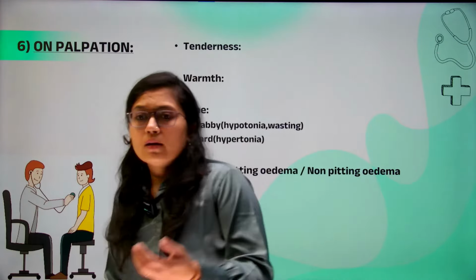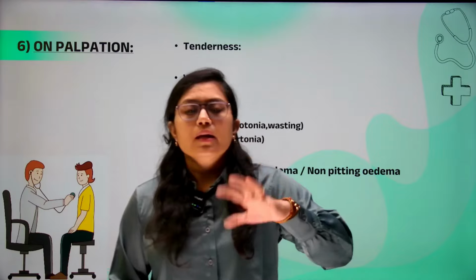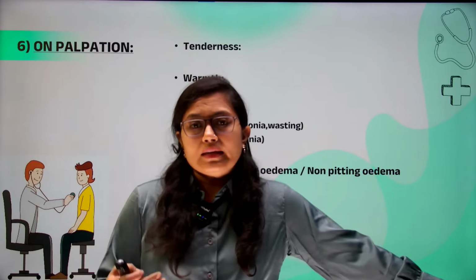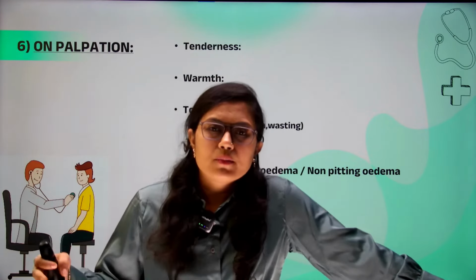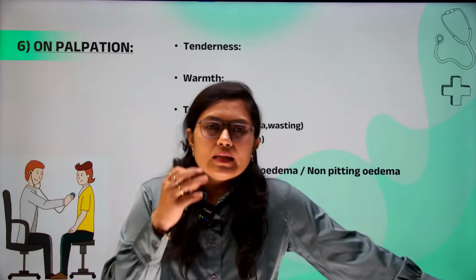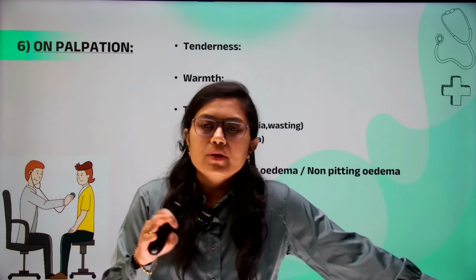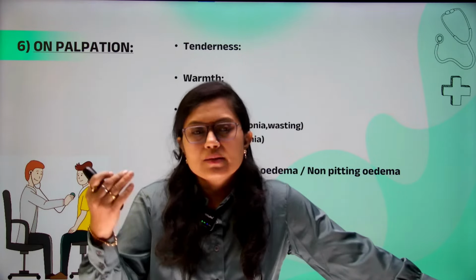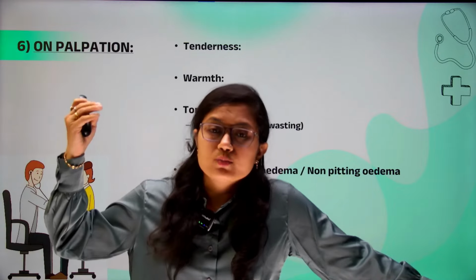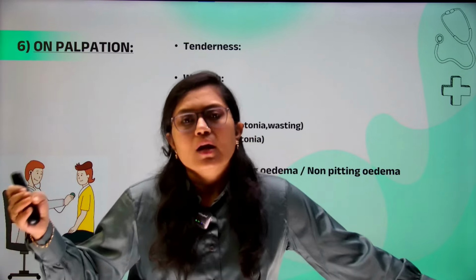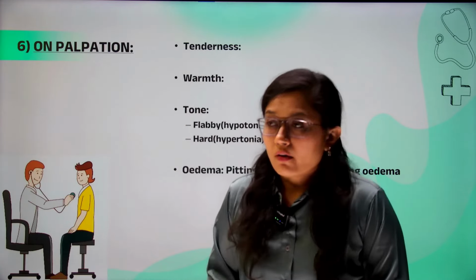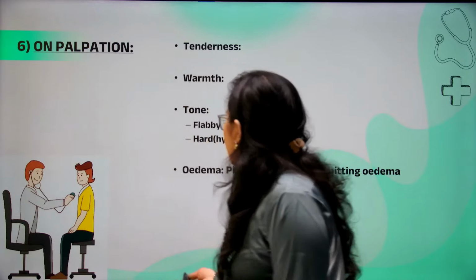Then warmth. Sometimes it happens in many of the conditions, like affected side and non-affected side. If I talk about neuro, there are many cases in which the warmth or the temperature will be different. That is depending on so many functions or the lobes which are regulating the temperature, but due to that also it can affect. So we need to check that as well.